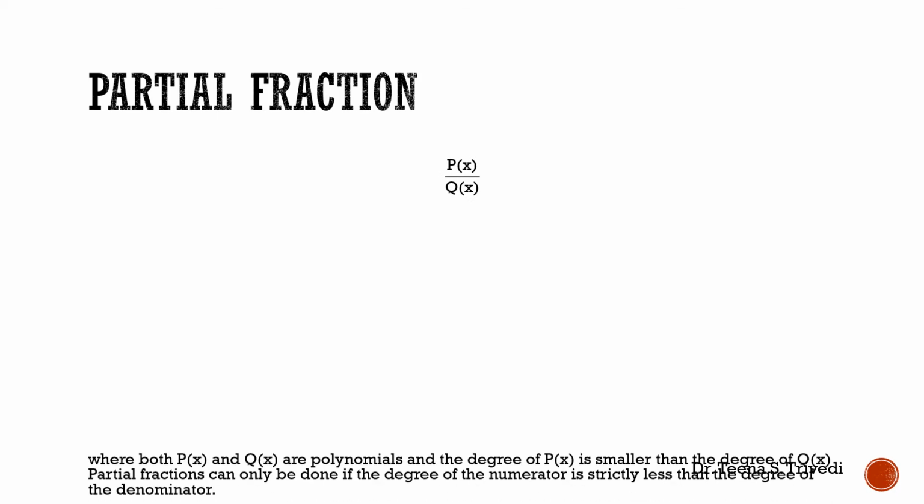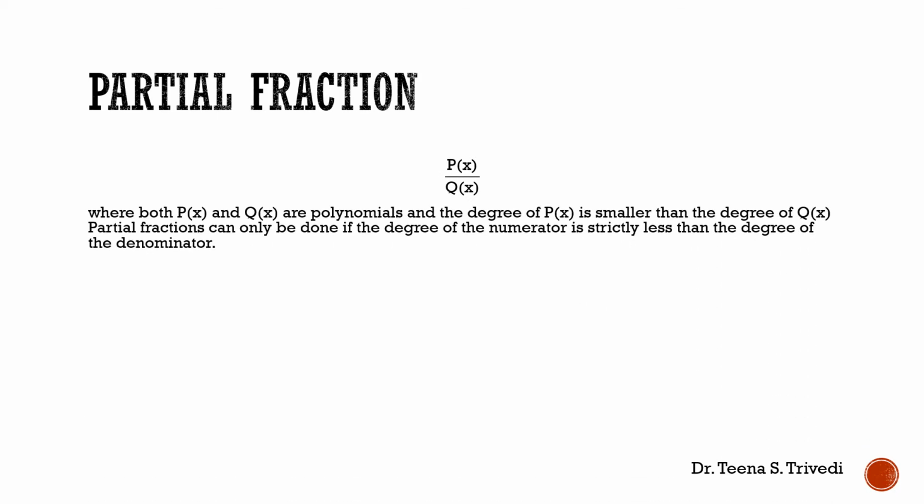P(x) upon q(x), where p and q both are polynomials. The degree of p(x) is smaller than the degree of q(x). It is a very important point. The degree of p(x) should be less than the degree of q(x), meaning the degree of the numerator is strictly less than the degree of the denominator. Then we apply partial fraction.